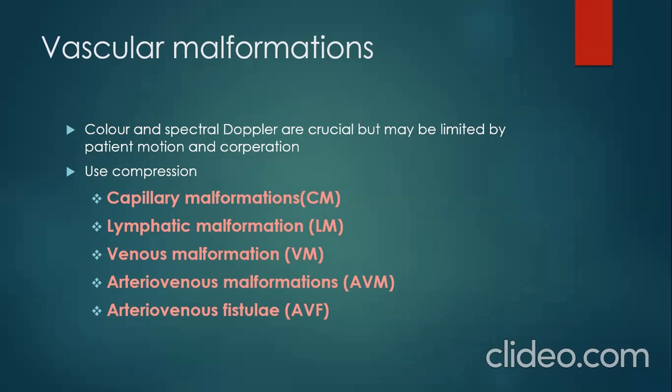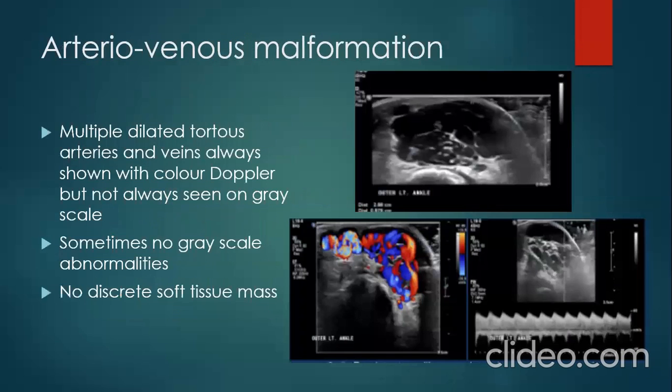So the vascular malformations that we might encounter include capillary malformations, we might get lymphatic malformations, venous malformations, and arterio-venous malformations, and sometimes arterio-venous fistula. And to talk about arterio-venous malformations, we'll see multiple dilated arteries and veins with color Doppler, but not always do we see them on grayscale.